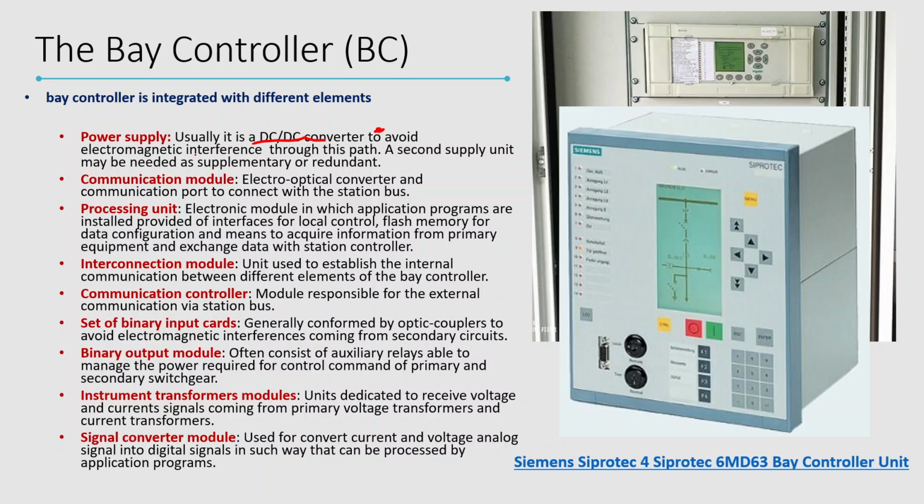And you need communication modules to communicate with the station buses and the high level control rooms. This could basically be optical communication, so you need electro-optical converters and corresponding communication ports to convert the measurements and any control signals and transfer them to the station bus. We will talk about the communication architecture and what the station bus is later.